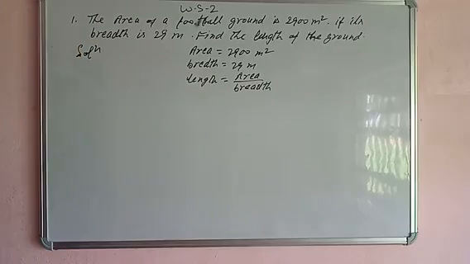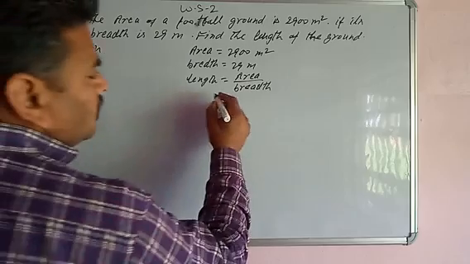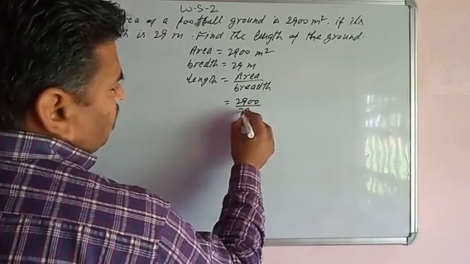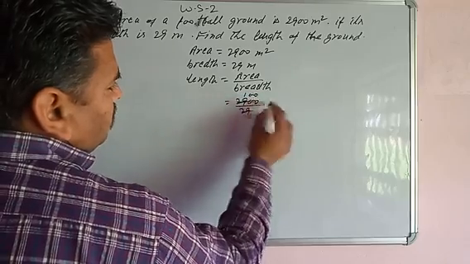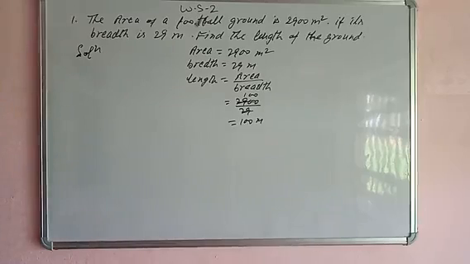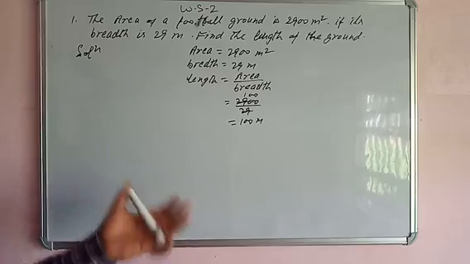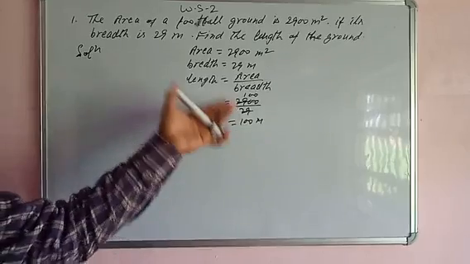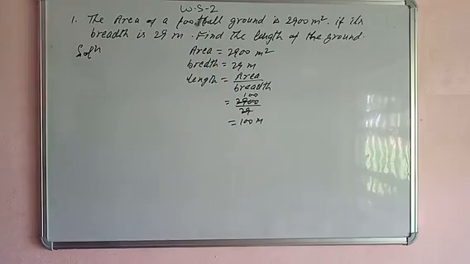So to find the length we will use the formula area upon breadth. So by putting the values of area and breadth, we can solve this, that is 2900 divided by 29. So 29 1 29 and remaining 20. So the answer is 100 meter. So length is 100 meter and breadth is 29 meter. We can also cross check whether the answer is right or wrong. So area is equal to length multiplied by breadth. So 100 multiplied by 29, we get the answer 2900 square meter.